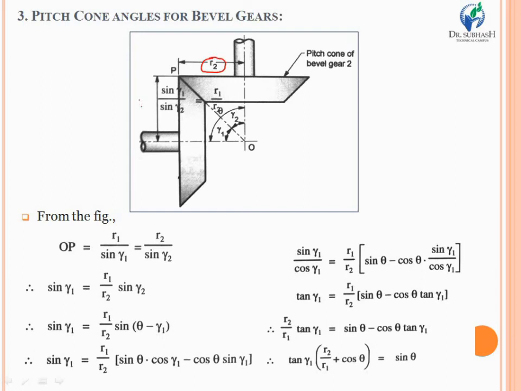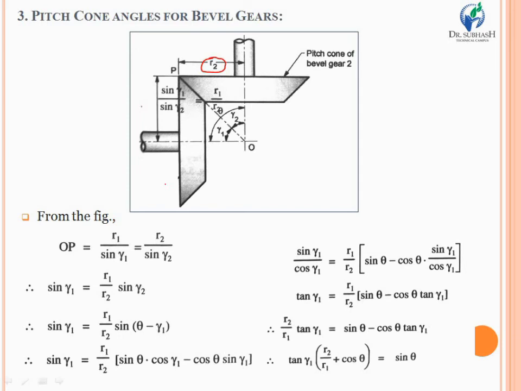After that, T1 is the number of teeth on bevel gear 1, and T2 is the number of teeth on bevel gear 2. Omega 1 and omega 2 stand for the angular velocity of bevel gear 1 and bevel gear 2. And finally capital G stands for the gear ratio, which is the ratio of the number of teeth on bevel gear 2 to the number of teeth on bevel gear 1.